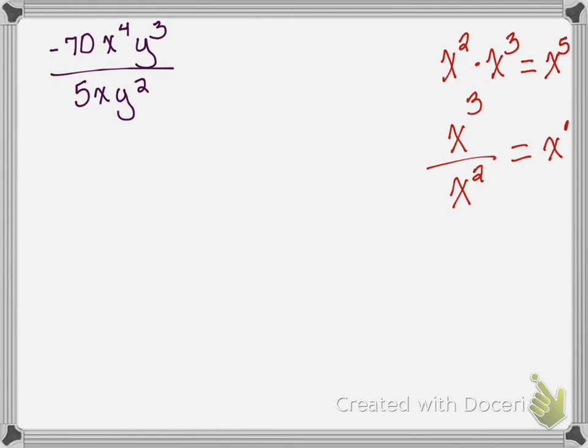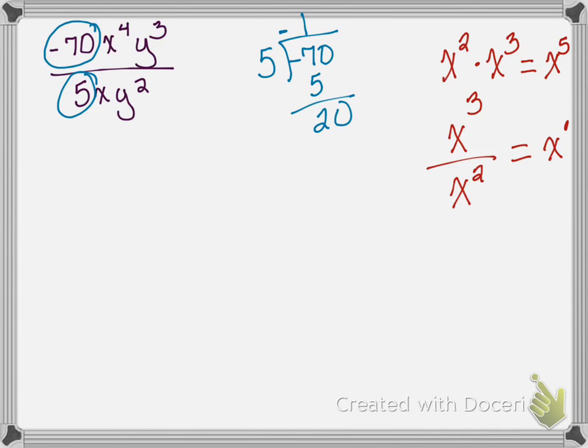Okay. So, the first thing that we're going to do is we're going to deal with these numbers. Negative 70 and 5 are numbers. So we just divide negative 70 and 5. Okay, we're going to deal with those numbers first. So if you need to, you can do negative 70 divided by 5. Okay, one positive, one negative. So my answer is going to be negative. 5 goes into 7 one time. So then I'm left with 20. 5 goes into 20 4 times.